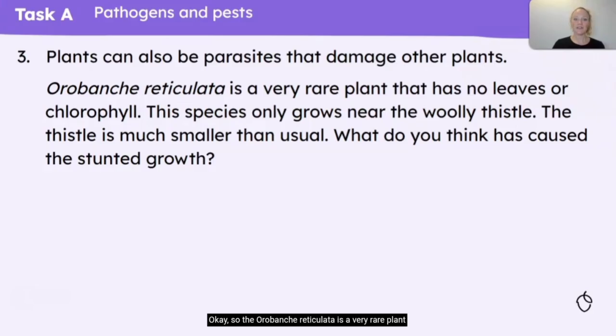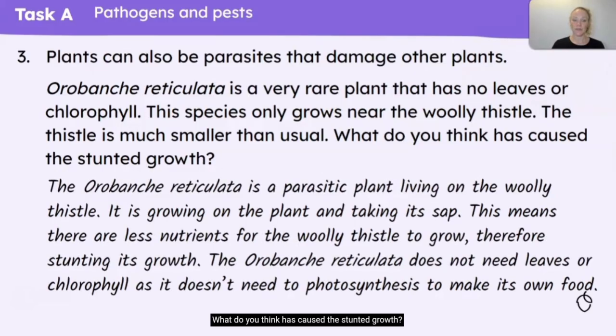Okay, so the Against reticulata is a very rare plant that has no leaves or chlorophyll. This species only grows near the woolly thistle. This thistle is much smaller than usual. What do you think has caused the stunted growth?